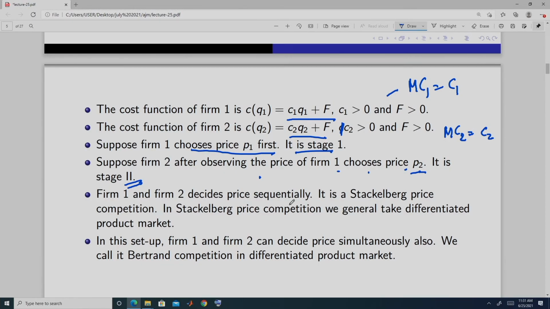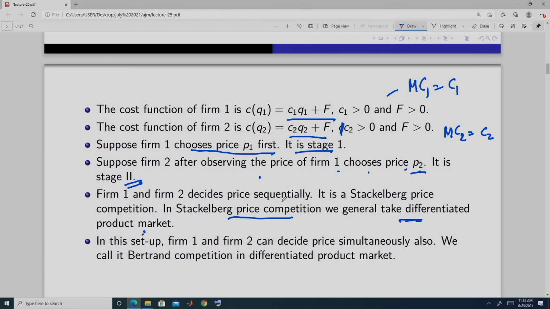Now, generally when we do Stackelberg price competition, we take a differentiated product market. Why? Because we have seen that if we take a homogeneous good market and there is price competition, then we see something called the Bertrand paradox. We do not see the Bertrand paradox when either there is a capacity constraint or there are decreasing returns to scale. So, that is why we bring in product differentiation to move out of the Bertrand paradox.